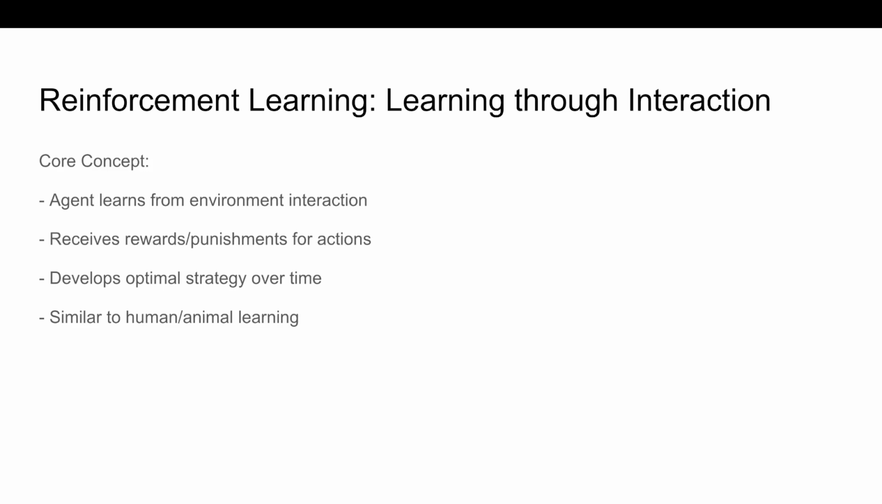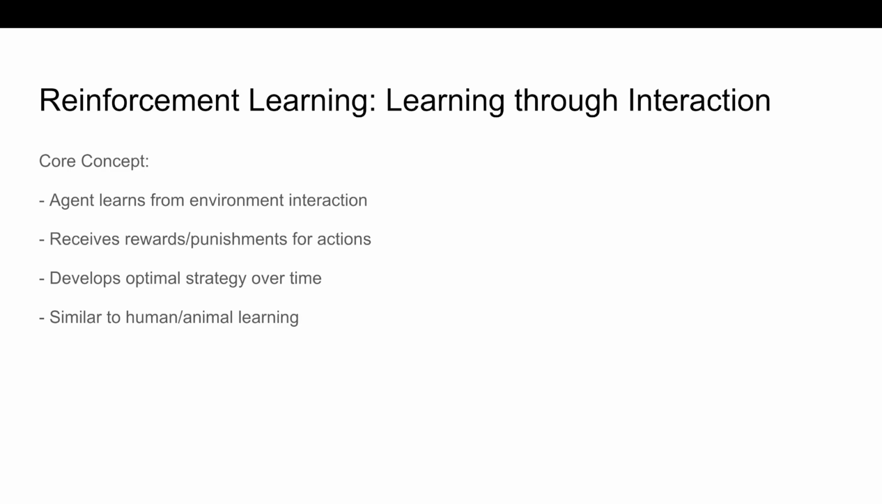3. Reinforcement learning. Last but not least, let's talk about reinforcement learning, a type of machine learning inspired by how humans and animals learn through interaction and feedback. In reinforcement learning, an intelligent agent learns by taking actions in an environment and receiving rewards or punishments based on those actions. The goal is to learn a strategy, called a policy, that maximizes the cumulative reward over time.